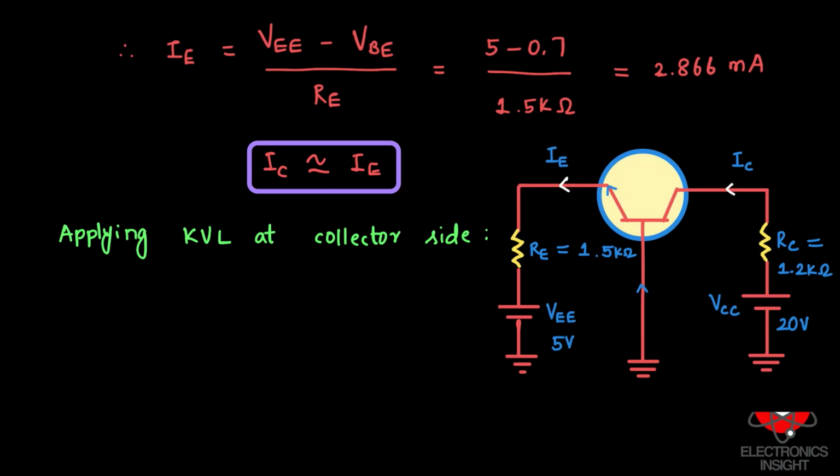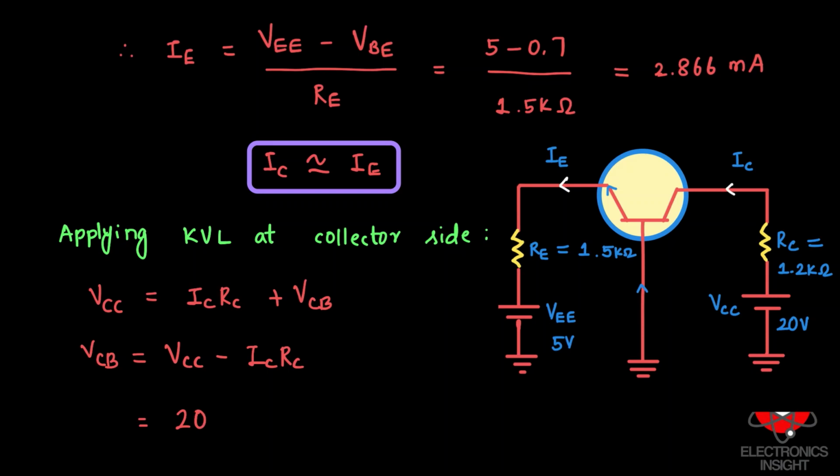Now applying KVL at the collector end, we'll be having VCC, because we need to start from here. This is the collector side loop. So VCC minus ICRC minus the collector to base voltage. This is because this is a PN junction, so here we'll be having another VCB. Now this VCB only we need to find out. So we write the equation as VCC equal to ICRC plus VCB, which is VCB equal to VCC minus IC into RC.